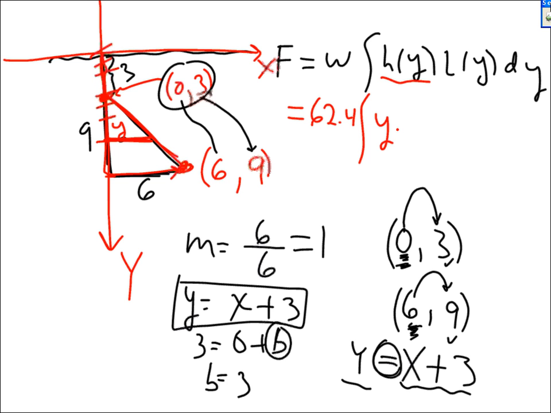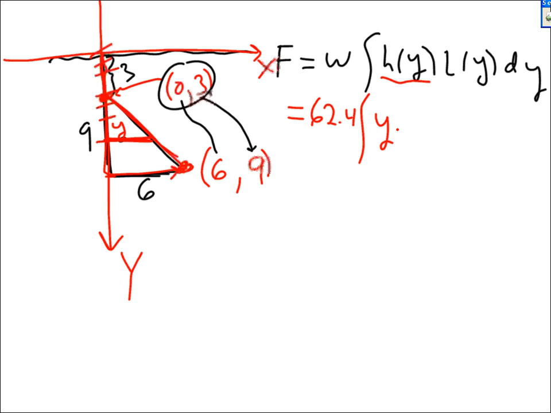That way you don't have to find slopes and y-intercepts. You just read it off. Y is equal to x plus 3. Okay, let me write that down.